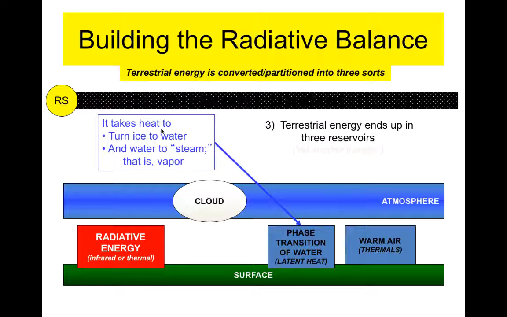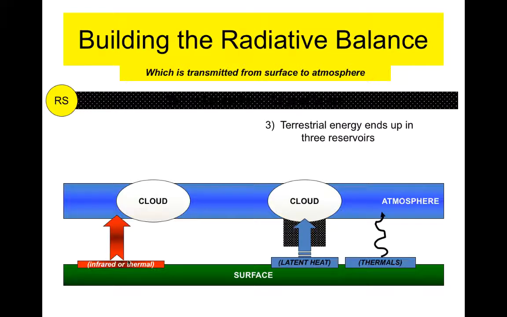But it takes heat to turn ice to water and water to steam, that is, vapor. And when there's a conversion back, it releases heat. So water itself, and rain even, becomes essentially another reservoir or form of energy. So we have the infrared coming back up into the atmosphere. We have the latent heat that's coming back up and leading to clouds, and this is a representation of precipitation. And then we just have this thermal energy, hot air rising, coming up into the atmosphere.